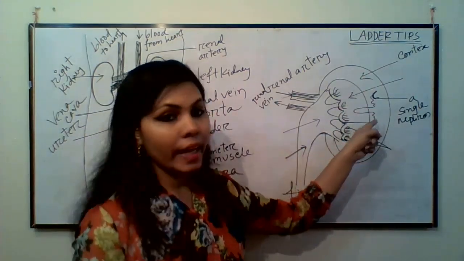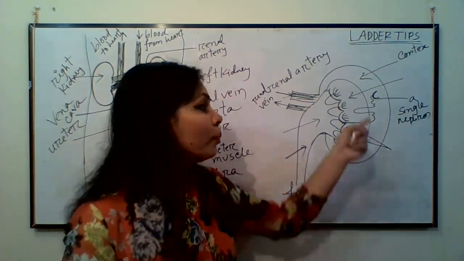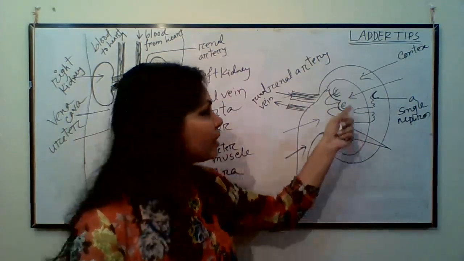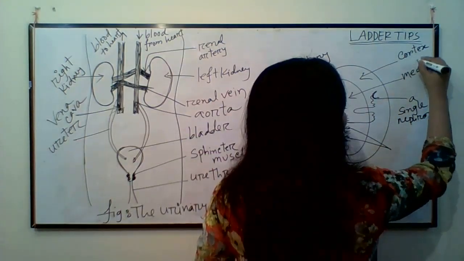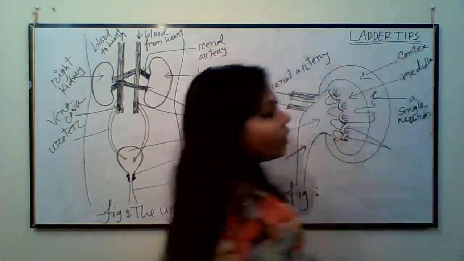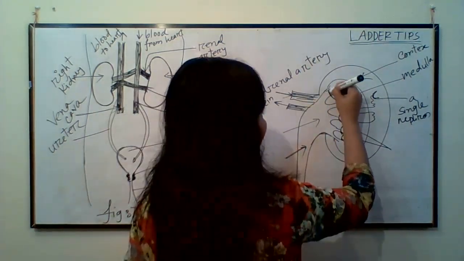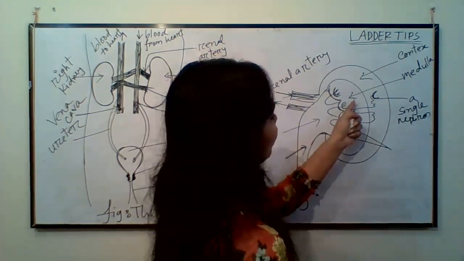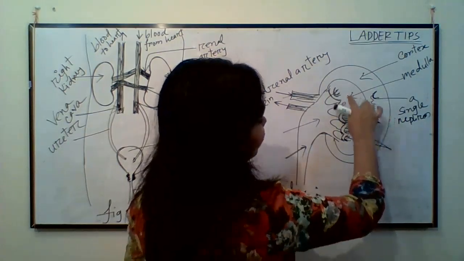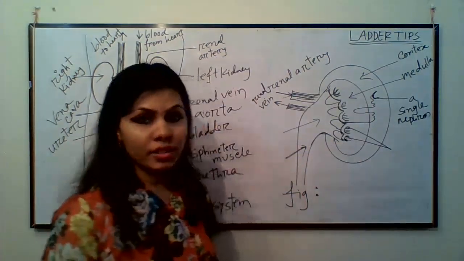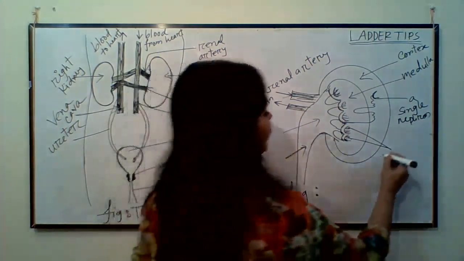The nephron then comes down through the next layer, the middle layer of the kidney, and this layer is called medulla. Then this medulla has some bulges. These are called pyramids.